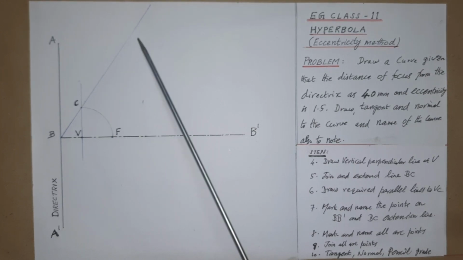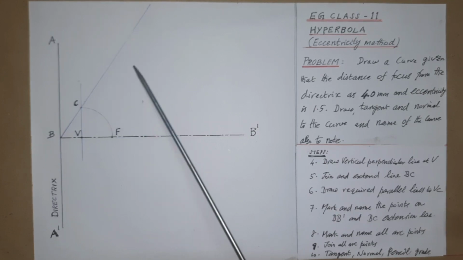This length will be used for marking the various points to decide the path of the hyperbola.